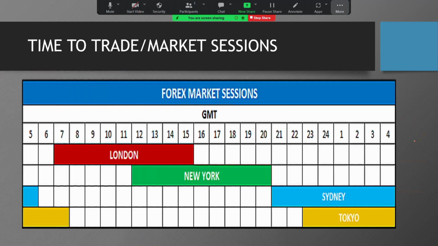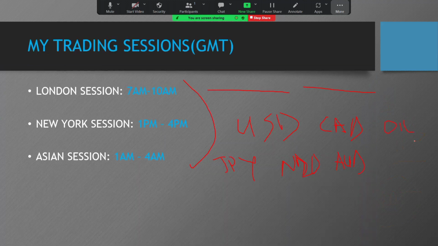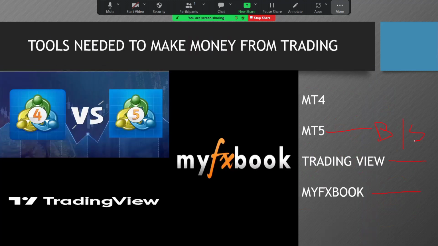TradingView is where you analyze. Let me show you what TradingView is. This is TradingView, where I analyze, okay, it's time to buy. I place these two, and I go to my MT5, and I press buy and I press sell. MyFXBook is where I see the news.